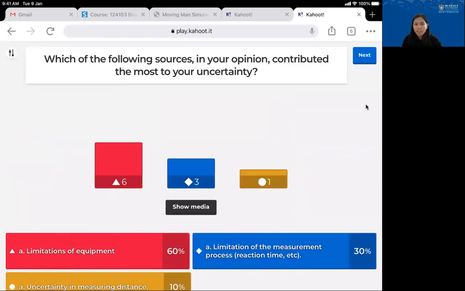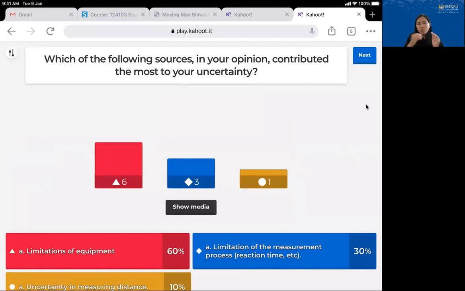Okay, so which of the following sources, in your opinion, contributed the most to your uncertainty? We see most of the answers there is limitations of equipment. So I think that's one factor. The resolution or limitation of your equipment is one thing, because as I used as an example earlier, if you're using a measurement equipment that's very crude, then that will give you a large uncertainty.